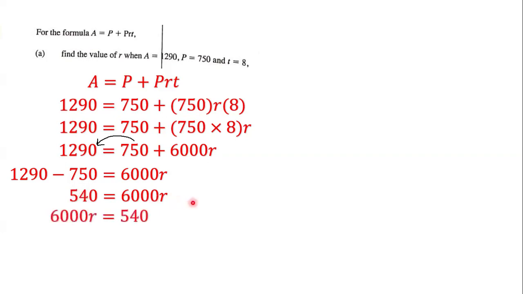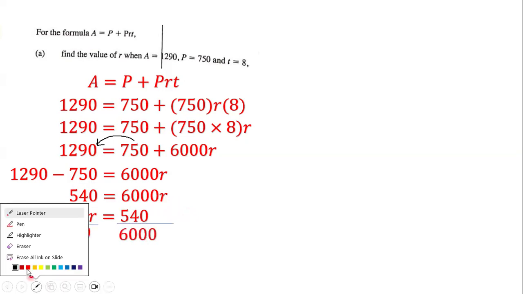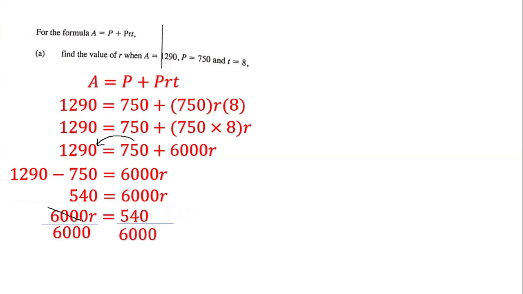Indeed, we're going to divide both sides of this equation by 6,000. But before we do that, let's switch this equation. So we take 6,000 R and we put it on the left-hand side. And we take 540 and we put it on the right-hand side. Now we divide both sides of this equation by 6,000. And what that does is that allows us to cancel out this 6,000 with this 6,000. So the 6,000s cancel out, leaving us with just R on the left-hand side.